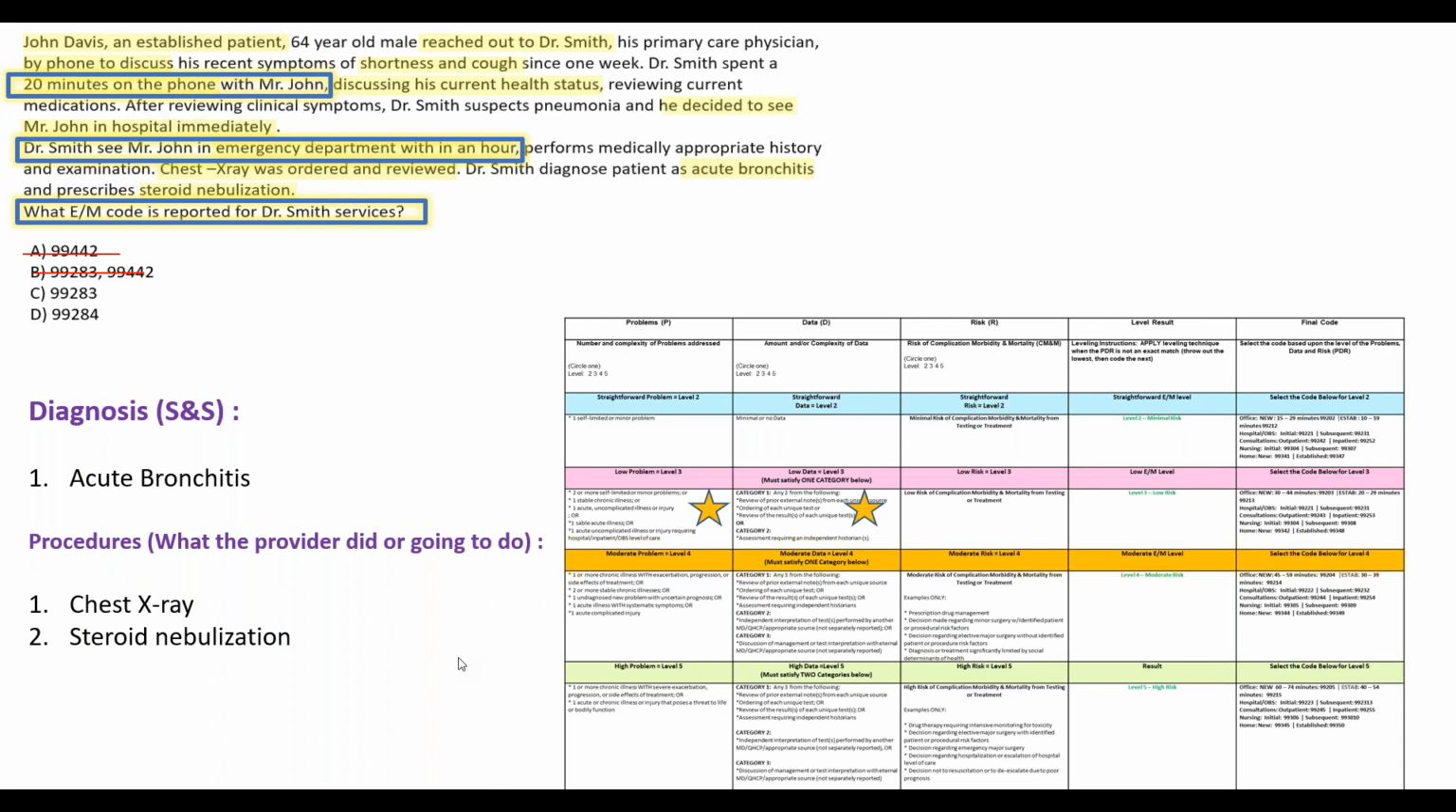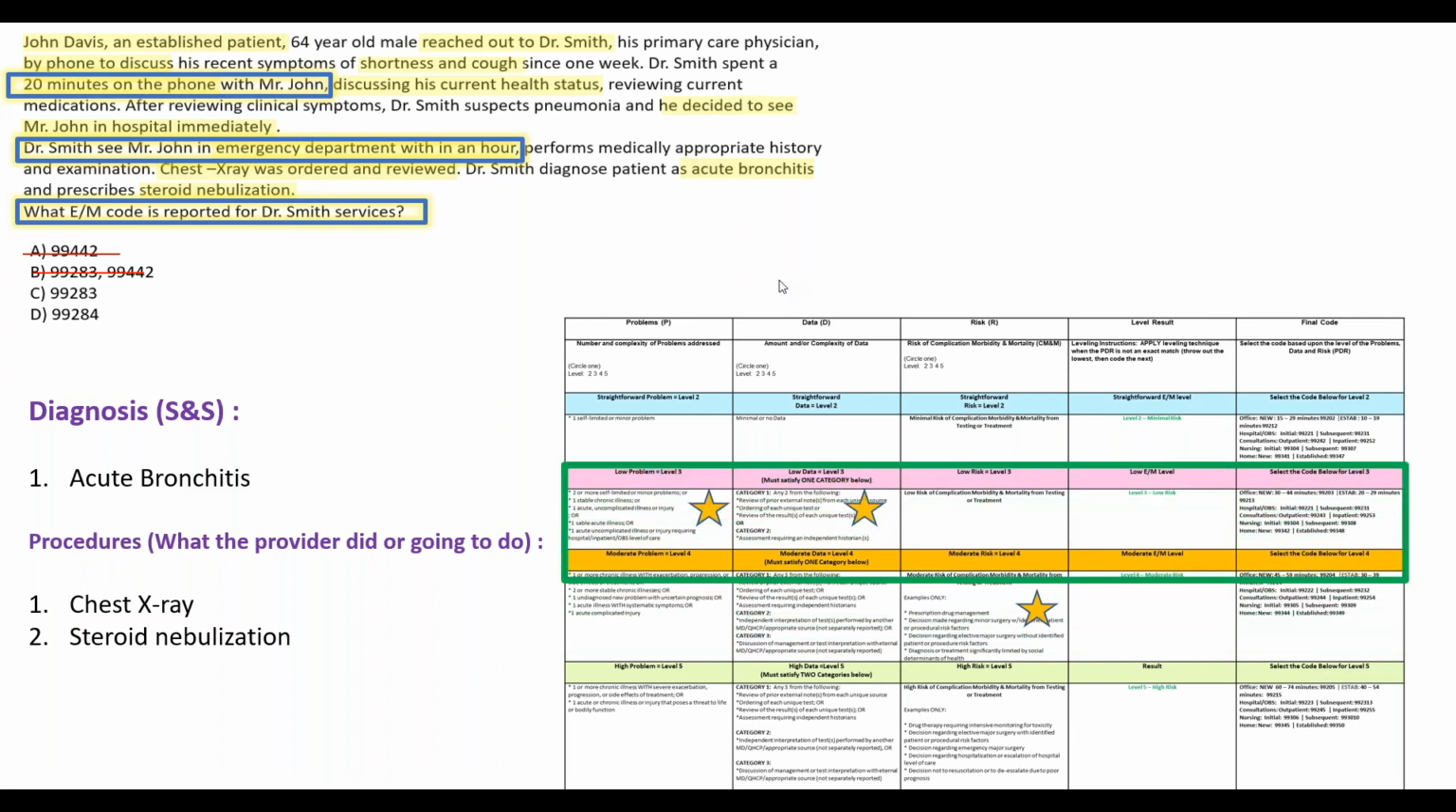And how about the risk? There you go. Yes, steroid nebulization was prescribed, and that's prescription drug management. That would be moderate risk. Yes, moderate level risk. And we have a low level E&M for the emergency department visit. That would be 99283.